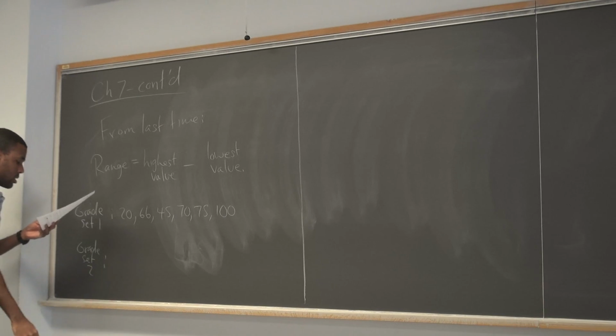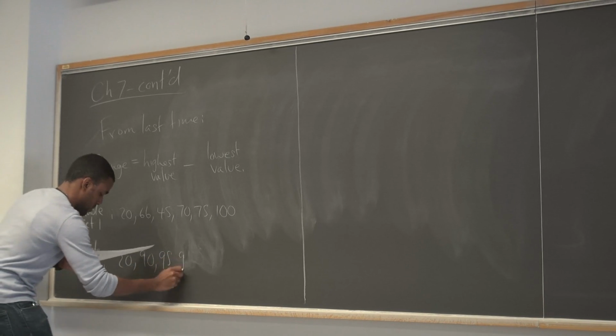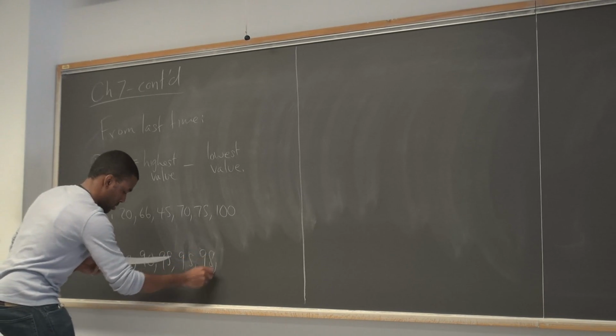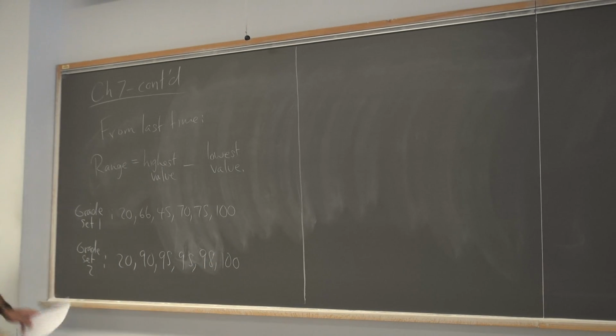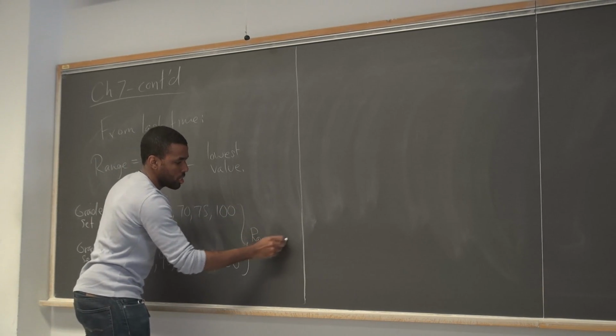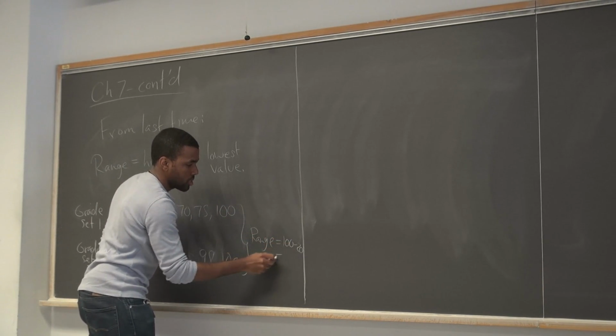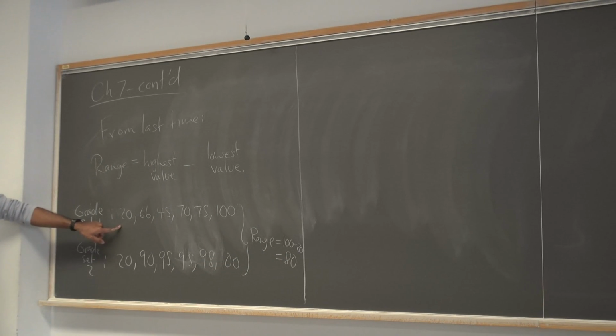Where this class, the scores were 20, 90, 95, 95, 98, 100. Now they had the same range. Range was just 100 minus 20, which is just 80. But clearly these are two different data sets, and they are quite different. The grade set for the second class is overall much better than the grade set for the first class. These students perform better than those students.